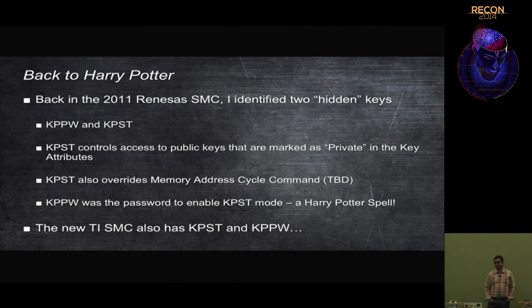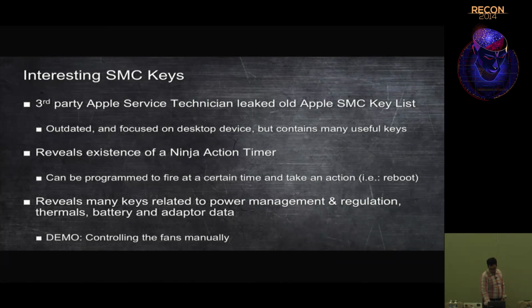And if KPST was set, which I assume stood for kernel protection status, there were some keys that I can now access. All the keys that had the attribute private in them in that leaked Mac document, as well as in the IDB whenever flag 2 was set, which means private. I think it's 2. Let's go back and check.